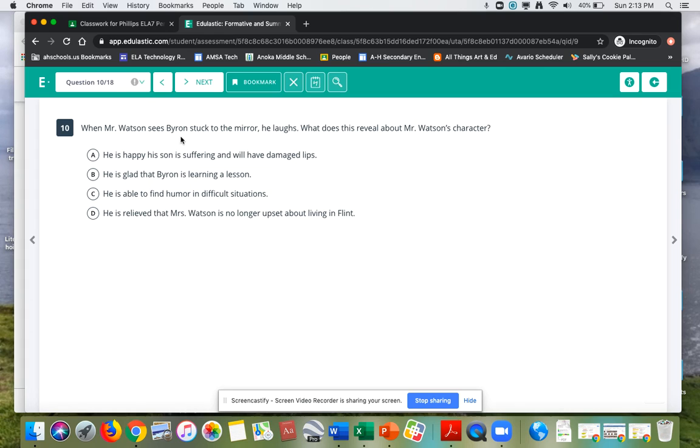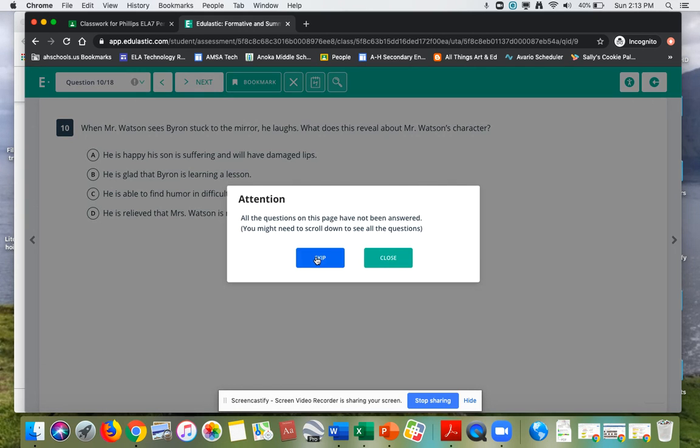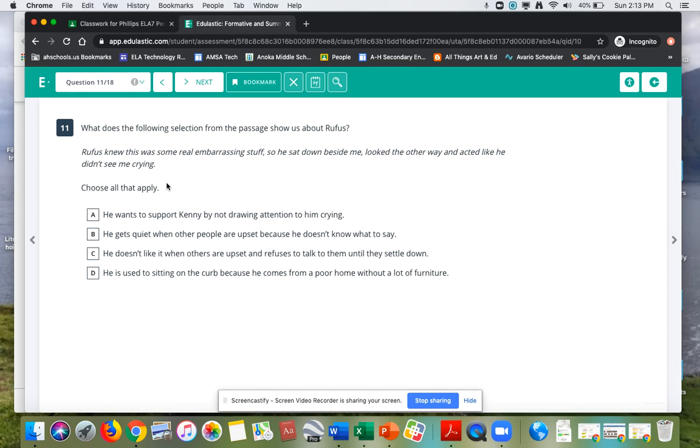Question 10, when Mr. Watson sees Byron stuck to the mirror, he laughs. What does this reveal about Mr. Watson's character? What kind of guy is he? We've talked about this in class specifically. Number 11, what does the following selection from the passage show us about Rufus? So we're looking for characterization details about Rufus.